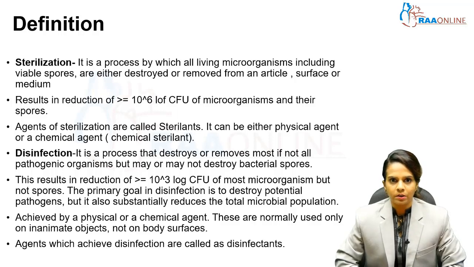Then coming to disinfection, it is a process that destroys or removes most, if not all, pathogenic microorganisms, but may or may not destroy bacterial spores. It results in a reduction of more than or equal to 10 to the power 3 log colony forming units of most microorganisms, but not spores. The primary goal in disinfection is to destroy potential pathogens, but it also substantially reduces the total microbial population. It can be achieved by a physical agent or a chemical agent, and they are normally used only on inanimate objects, not on body surfaces. Agents which achieve disinfection are called disinfectants.